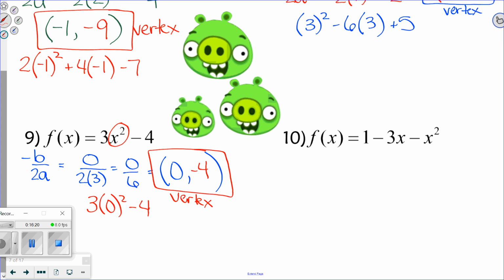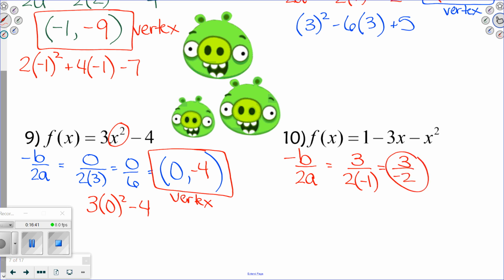All right, guys, let's go through number 10 and see what happened. I saw some different things going on. So starting out, negative b over 2a. Negative b is going to give you positive 3. 2 times my a value, which is -1. So I'm going to have 3 over -2, which is just -3 over 2. So there's my x value.